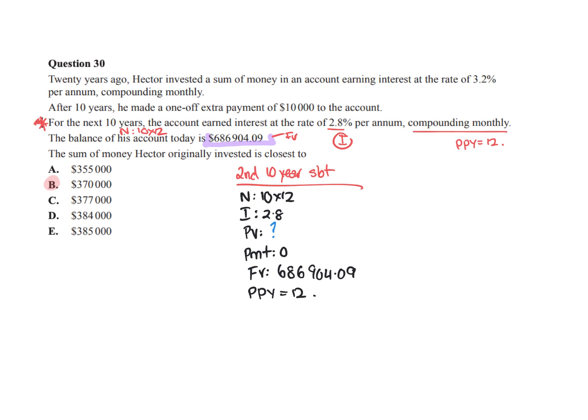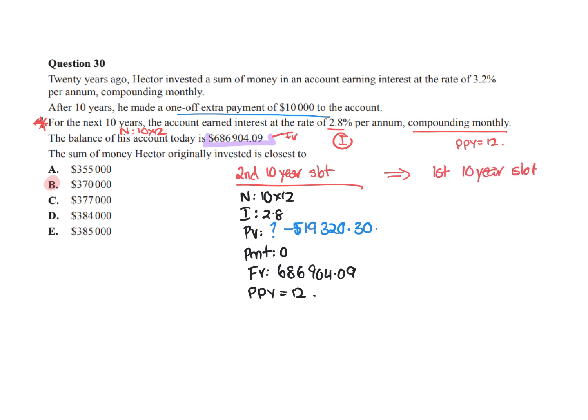So let's go do that on the finance solver. So I get a negative, which is good because that would be investing into the bank. And I get this, and I'm just going to round it to 3.0. Okay, so this is the beginning of that second year. Now remember, he actually made a one-off extra payment of $10,000. So then I've got to, because what I'm going to do is move backwards into the first 10-year slot.